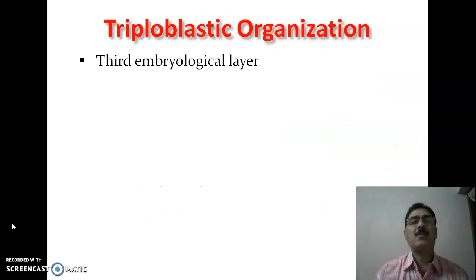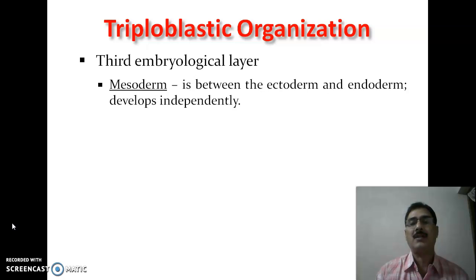Now let us discuss about the triploblastic organization. अब हम बात करते हैं उन जंतुओं की जो त्रिजन स्तरीय होते हैं. अभी हमने बात की थी उन जंतुओं की जो द्विजन स्तरीय होते थे.